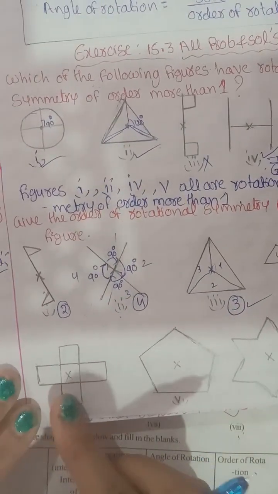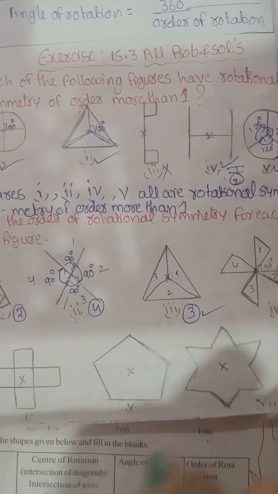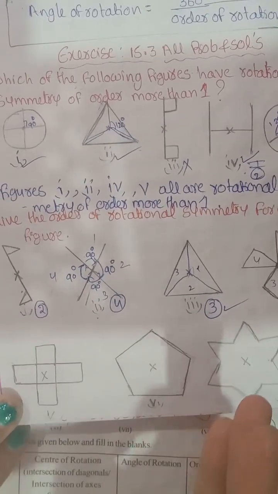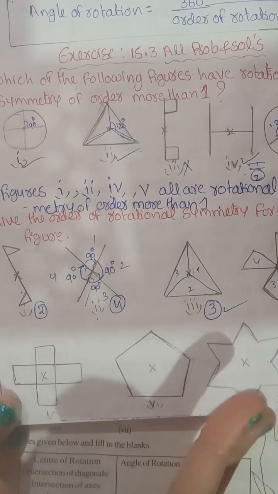And these are every regular polygon. These are all regular polygons. So all the sides and lines of symmetry, and the order of symmetry, are the same only.